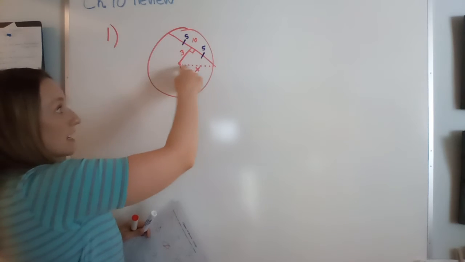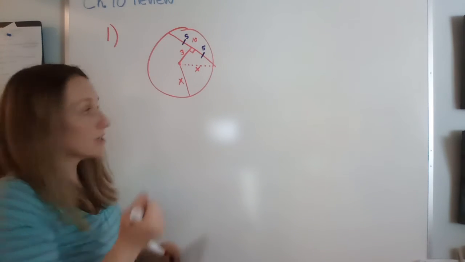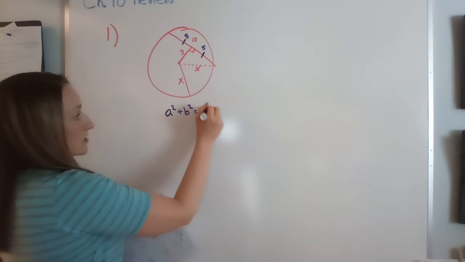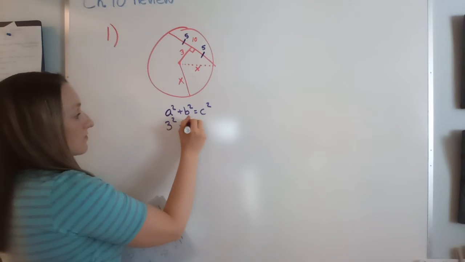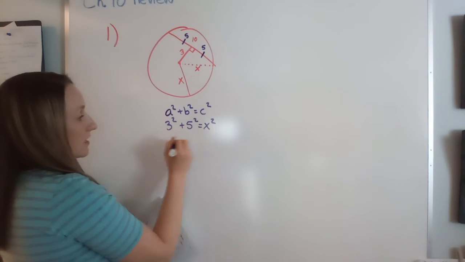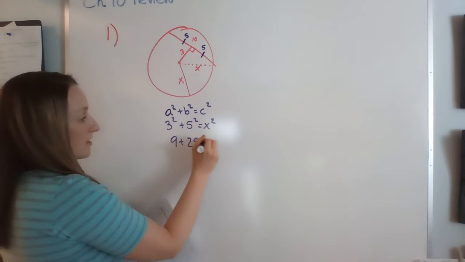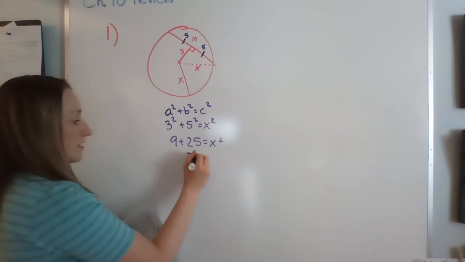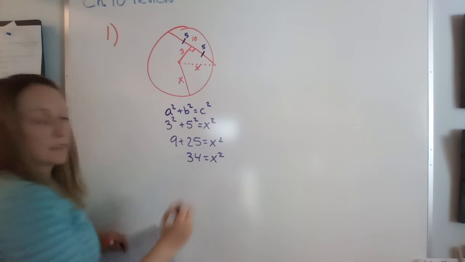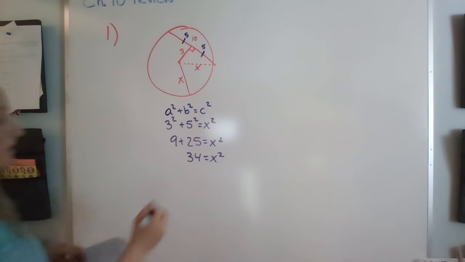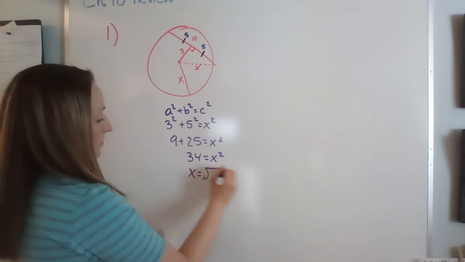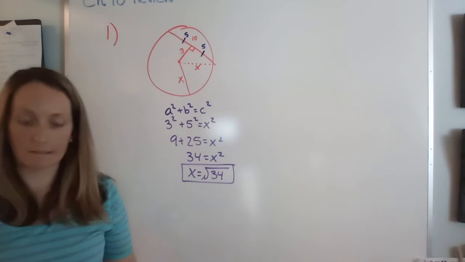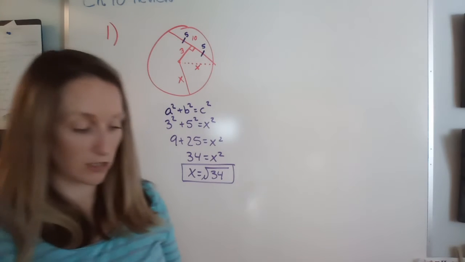I know 2 of the 3 sides. How am I going to find the third side? Pythagorean theorem. So it's going to be a squared plus b squared equals c squared. 3 squared plus 5 squared equals x squared. 9 plus 25 equals x squared. All right, so you're going to have 34 equals x squared. Take the square root of both sides of the equation, and x equals the square root of 34. Okay, so that's number 1. I know that one always seems to trick people up.